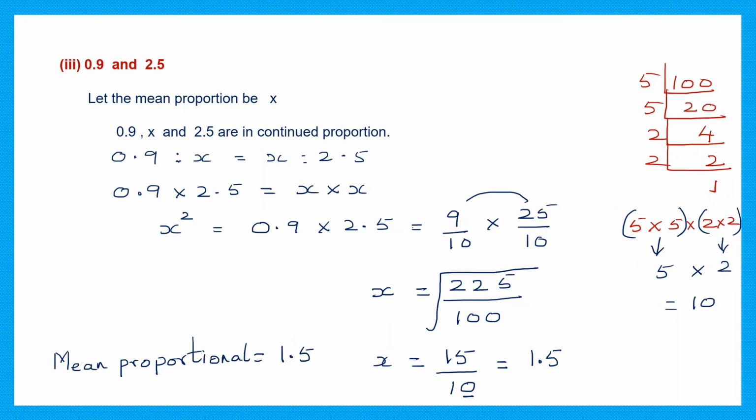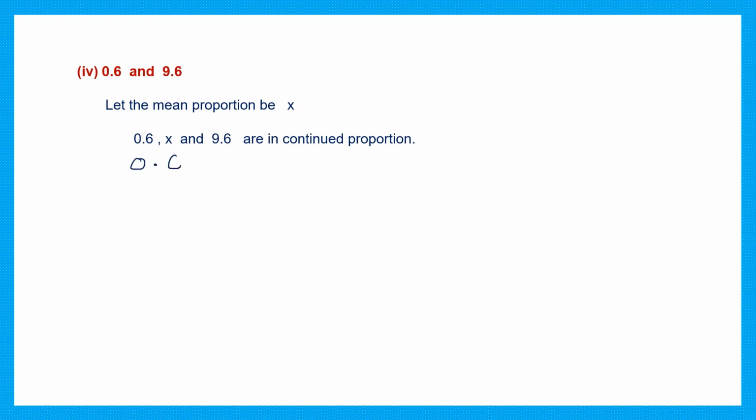The next question, we have 0.6 and 9.6. Let the mean proportion be x. That means 0.6, x and 9.6 are in continued proportion. So 0.6 is to x is equal to x is to 9.6. So 0.6 into 9.6 is equal to x square.